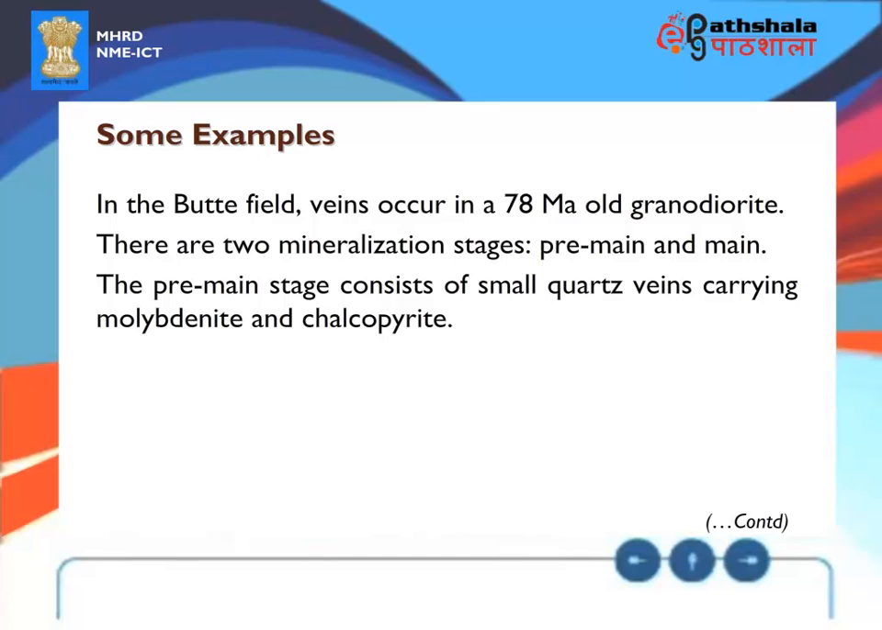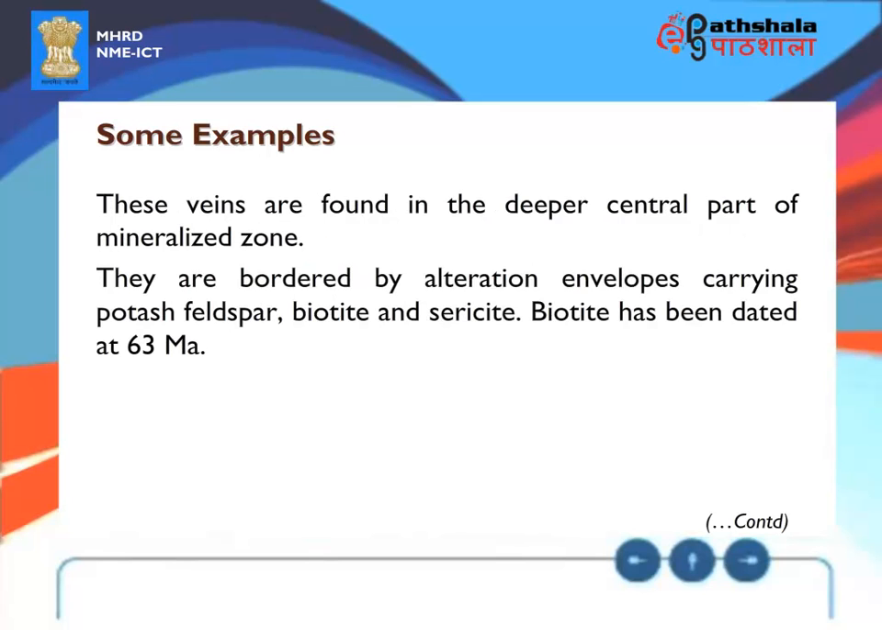In the Butte field, veins occur in a 78 million year old granodiorite. There are two mineralization stages, pre-main and main. The pre-main stage consists of small quartz veins carrying molybdenite and chalcopyrite. These veins are found in the deeper central part of the mineralized zone. They are bordered by alteration envelopes carrying potash feldspar, biotite, and sericite. Biotite has been dated at 63 million years.